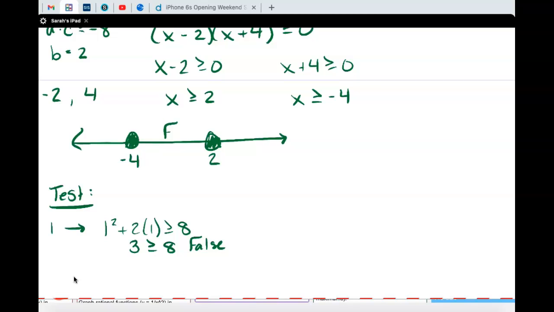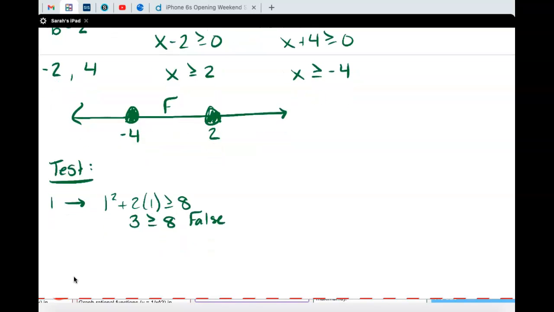Now I still need to check the left side and the right side. What's another number you want to check? Negative 5. That'll work. So let's plug negative 5 into the quadratic. We have negative 5 squared plus 2 times negative 5 greater than or equal to 8.